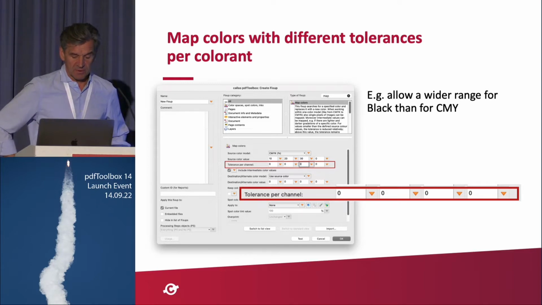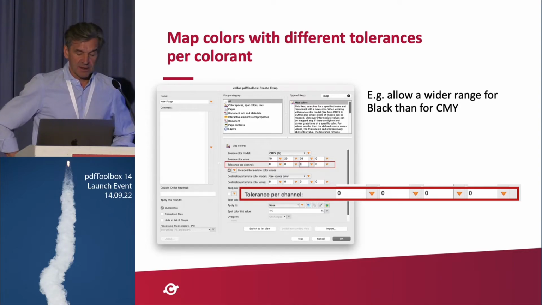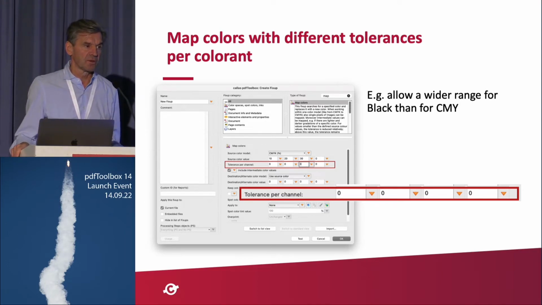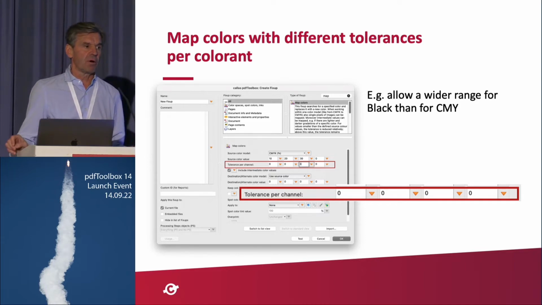And that comes with two extensions to adjustments. First, up until pdfToolbox 14, you can specify a tolerance, but the tolerance for the colorant is always the same for all input colorants, which are always CMYK or gray or RGB. So the input color space that you're using is CMYK, RGB, or gray, and then you can specify a tolerance. And up until today, the tolerance is always the same for all colorants.